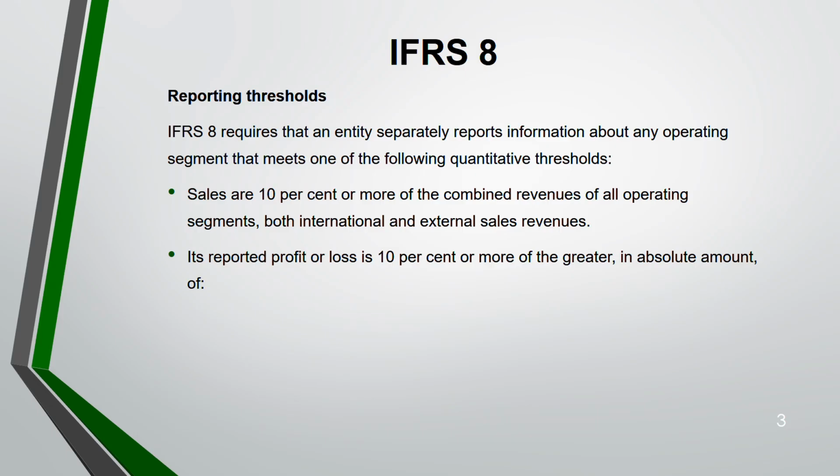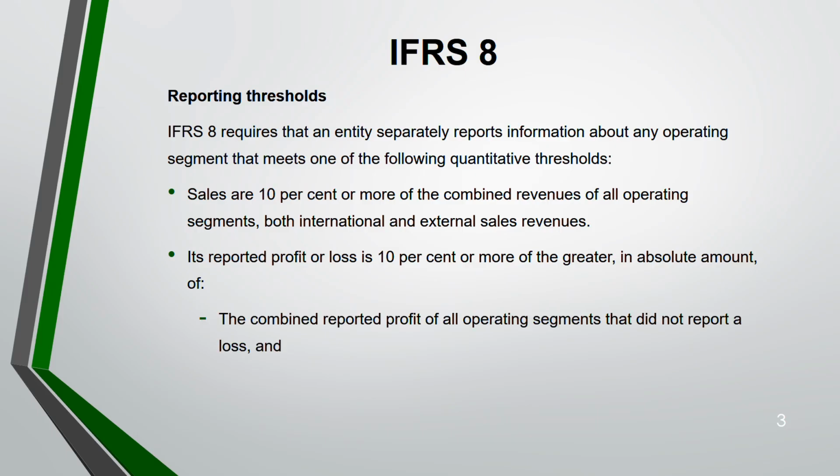Next is your profit or loss. If your profit or loss is 10% or more of the greater, in absolute amount, of the combined reported profit of segments that do not report a loss, and the combined reported loss of segments that report a loss. So first add all of the segments which are giving a profit, then add up all those segments which are giving a loss, compare the two, and whichever is greater, you have to take the 10% of that.